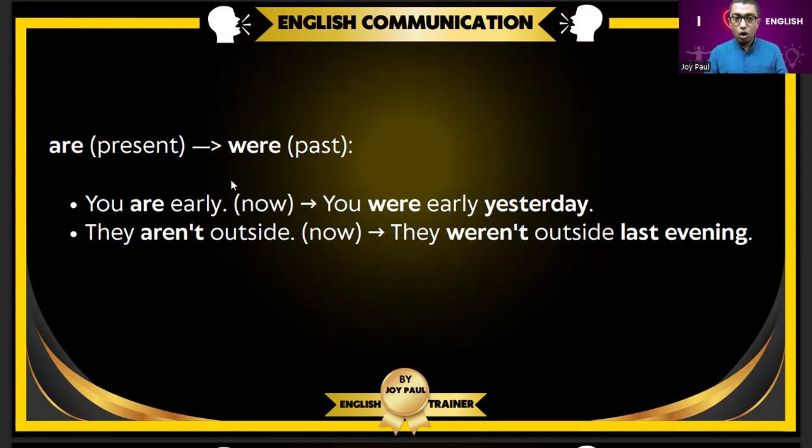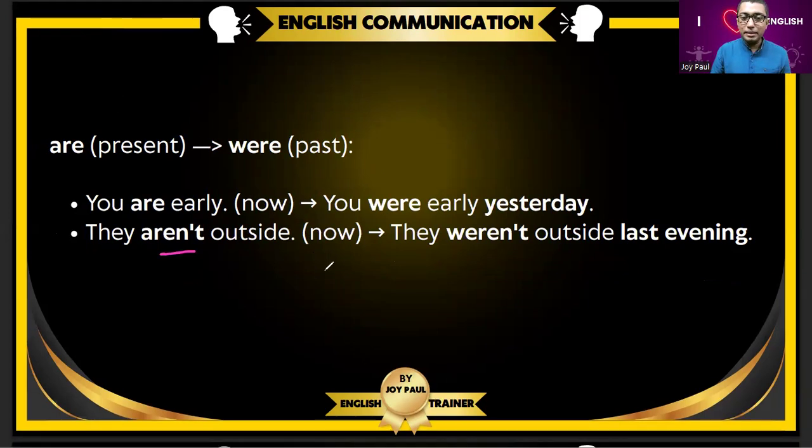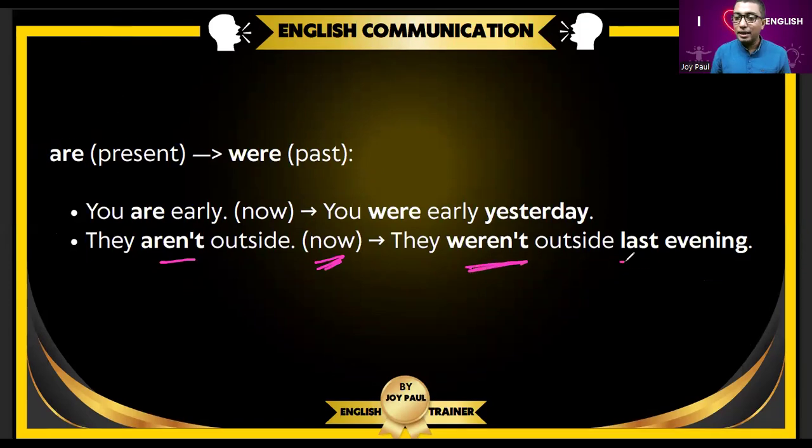Are means present. Were means past. Are plural, were plural. You are early. You were early. They aren't outside means now. But they weren't outside means last evening. Again, you are early. You were early yesterday. Are means present. Were means yesterday. You were early yesterday. To see the sentences, read these sentences.